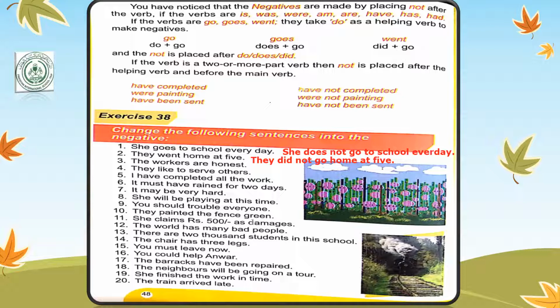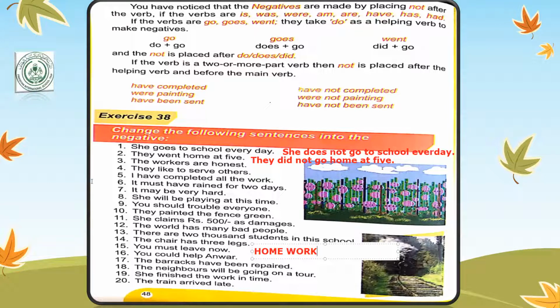She claims 500 as damages. She does not claim 500 damages. The world has many bad people. The world has not many bad people. There are 2,000 students in the school. There are not 2,000 students in this school. The chair has 3 legs. The chair has not 3 legs. And number 15, you must leave now. You must not leave now. So from 16 to 20 is your homework, dear students. I want to write it over here as well, so you have to do it.